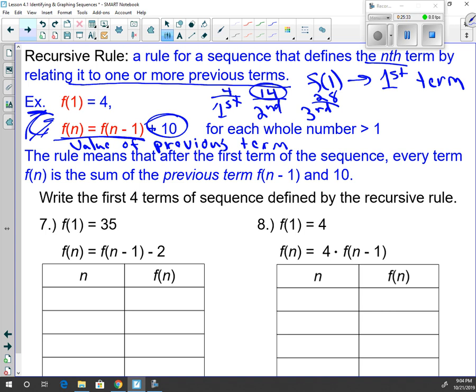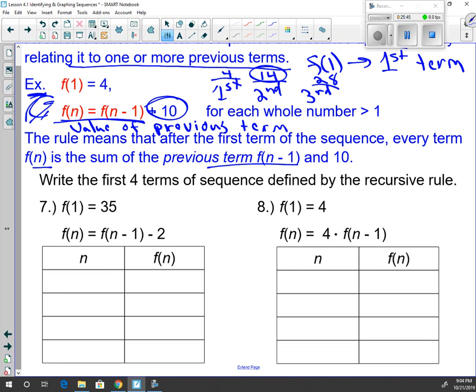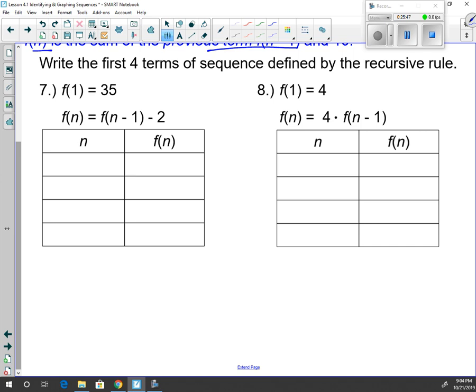All right, so the rule means that after the first term of the sequence, every term, f of n, is the sum of the previous term, f of n minus 1, and 10. So here's how this rule works. Again, we'll do this you do, I do thing. And let's look at number 7.